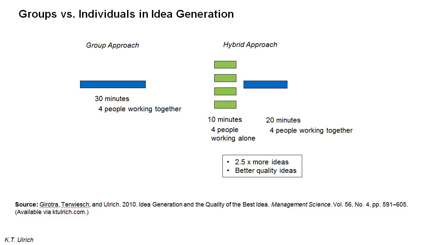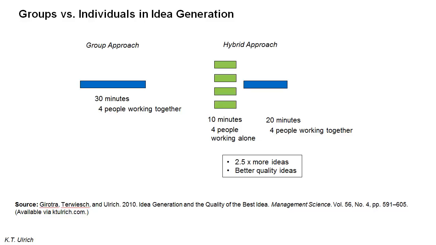With some colleagues, we've actually done some scientific research that has tested this idea experimentally. Let me just tell you a little bit about that experiment. We compared 2 different approaches. One we call the group approach, where 4 people work together for 30 minutes, and the other called a hybrid approach, where those same 4 people work for 10 minutes alone as individuals, independently and in parallel, and then those 4 people work together for 20 minutes exploring the ideas that they generated alone as individuals.